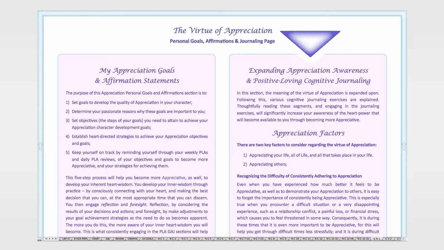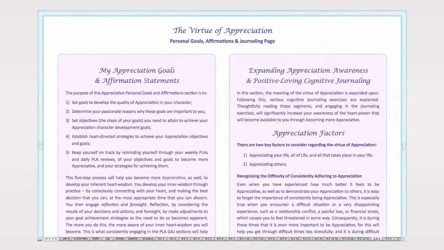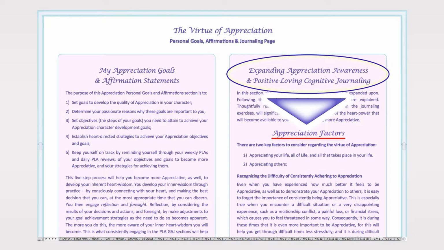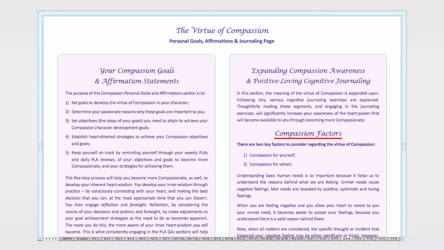As explained in the PLA introduction video, the PLA may well contain the most comprehensive overall meaning of the 24 HCR virtues contained in one place, which includes the descriptions used for scoring and the expanded definitions contained in the Virtues GAJ sections, the latter of which are not contained in my book. In most of the expanded virtues definitions, I identify 2 key factors to consider. For example, empathy factor 1 is listening to your heart wisdom, factor 2 is listening to others. For compassion, compassion for yourself, and compassion for others.